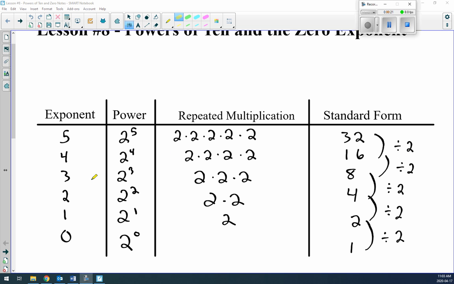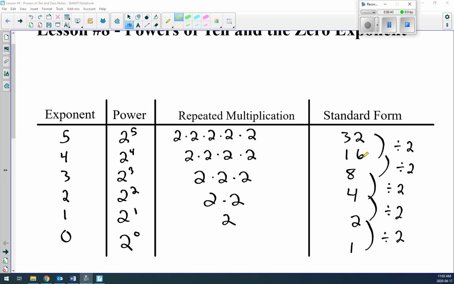So let's repeat this pattern going down. Exponent 4, exponent 3, exponent 2, exponent 1, exponent 0. So 2 to the 4, 2 to the 3, 2 to the 2, 2 to the 1, and 2 to the 0. And again, repeated multiplication. 2 times 2 times 2 times 2 is 16. 2 times 2 times 2 is 8. 2 times 2 is 4. And then 2 by itself is 2. Okay, now before we get to the last bottom line, let's look at the pattern here in standard form.